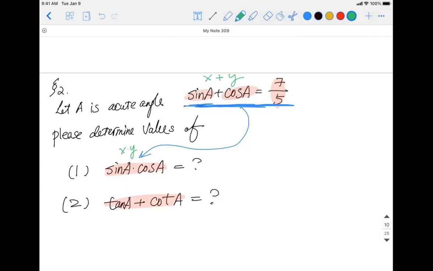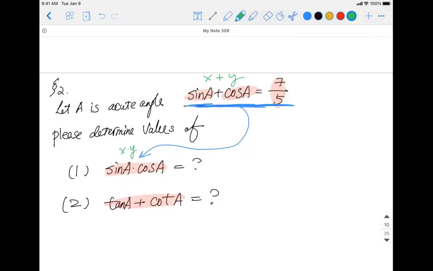Since sine is the opposite over the hypotenuse and cosine is the adjacent over the hypotenuse, sine plus cosine would be just the opposite plus the adjacent over the hypotenuse. Mm-hmm. And if the hypotenuse is five, then it's pretty obvious that seven is just 3 plus 4. So it would be a 3, 4, 5 Pythagorean triple.